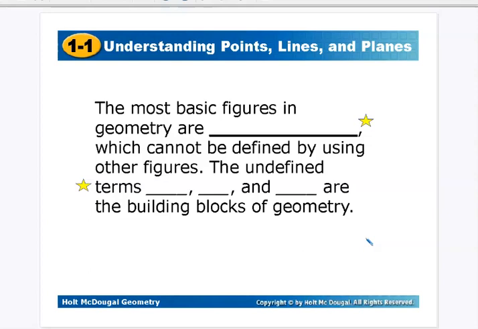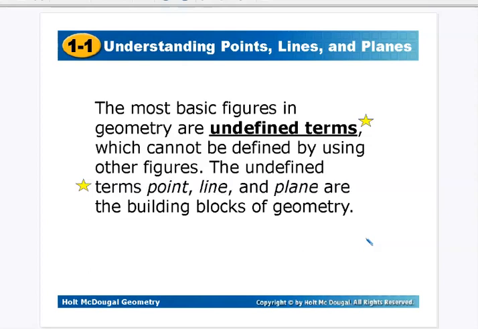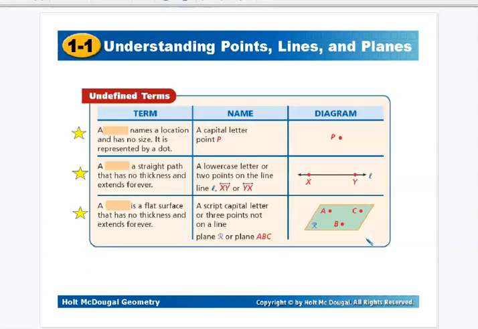So, the most basic figures in geometry are undefined terms. These things cannot be defined using any other figures. The undefined terms we are working with are points, lines, and planes. These are our building blocks of geometry and for our study of geometry. Okay, we're going to use a table to give some better definition to these undefined terms and have some diagrams to show you what they look like.